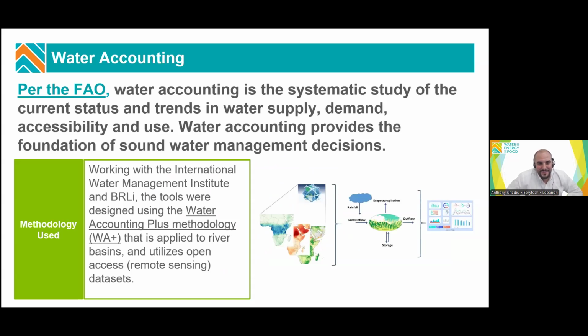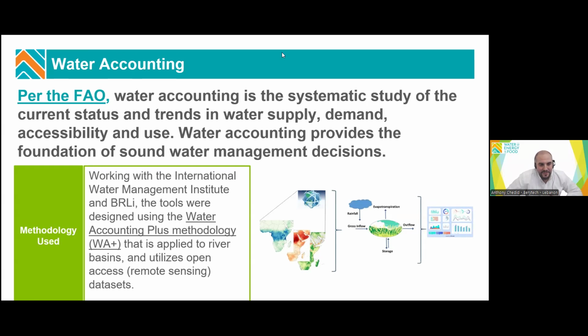Okay, so to define water accounting per the FAO, it's the study of the current status and trends in water supply, water demand, accessibility, and the use of water. It provides the foundation of sound water management decisions. The methodology that was used by the two companies that we worked with to create the dashboards, which are the International Water Management Institute and the BRLI, the tools were designed using the Water Accounting Plus methodology. It's applied to river basins, and it uses open access remote sensing data sets.